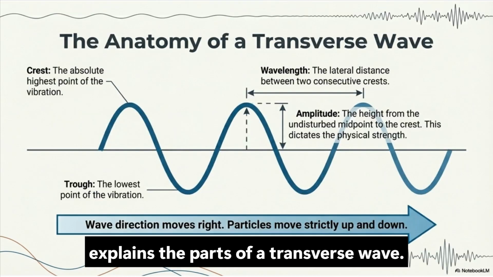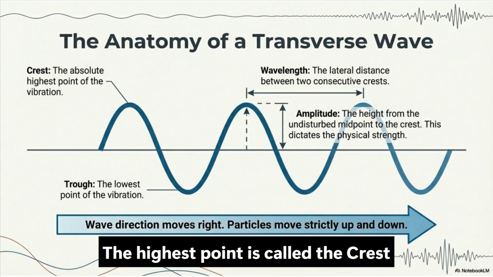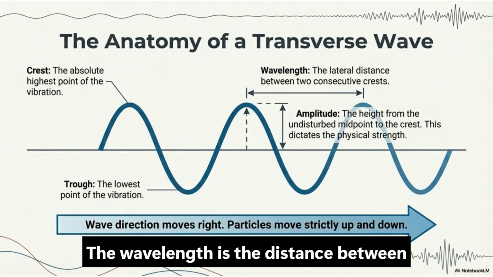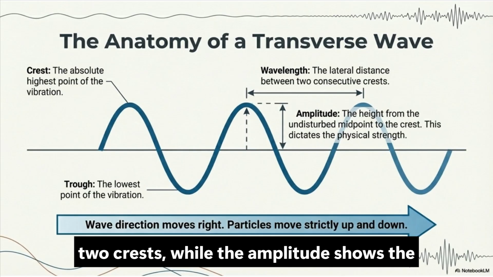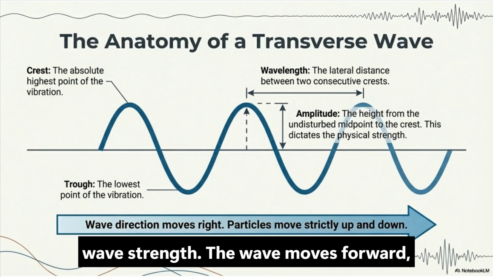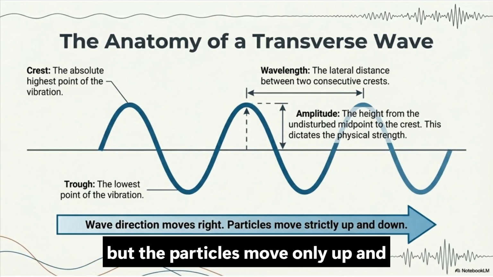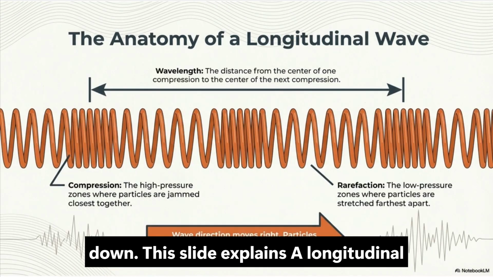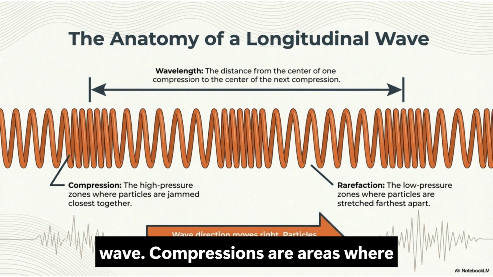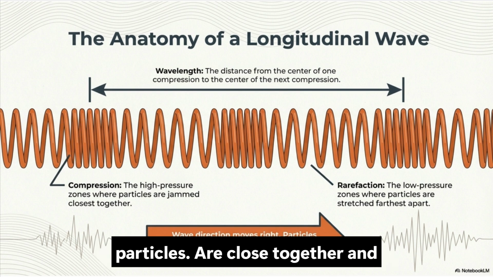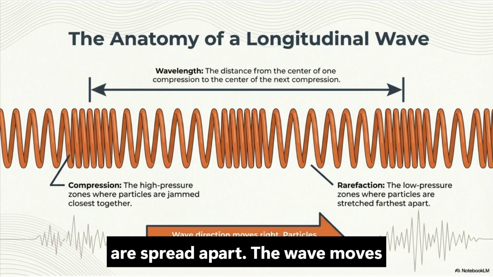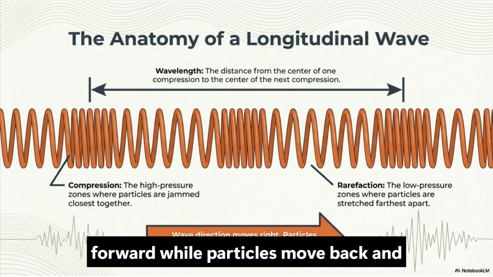This slide explains the parts of a transverse wave. The highest point is called the crest, and the lowest point is the trough. The wavelength is the distance between two crests, while the amplitude shows the wave's strength. The wave moves forward, but the particles move only up and down. This slide explains a longitudinal wave. Compressions are areas where particles are close together, and rarefactions are areas where particles are spread apart. The wave moves forward while particles move back and forth.